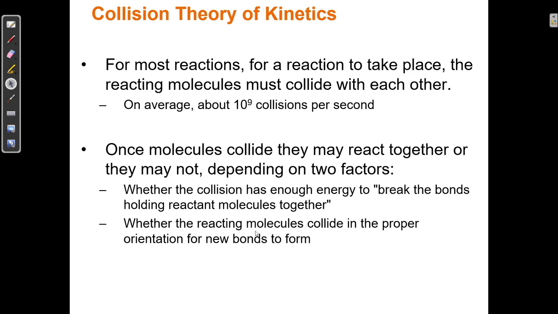So the collision theory of kinetics says that for most reactions, for a reaction to take place, the reacting molecules must collide with each other. So in order for A and B to turn into C and D, they've got to run into each other. There's a lot of particles and they move pretty quickly. So on average, we've got about a billion collisions per second, 10 to the 9 collisions per second.